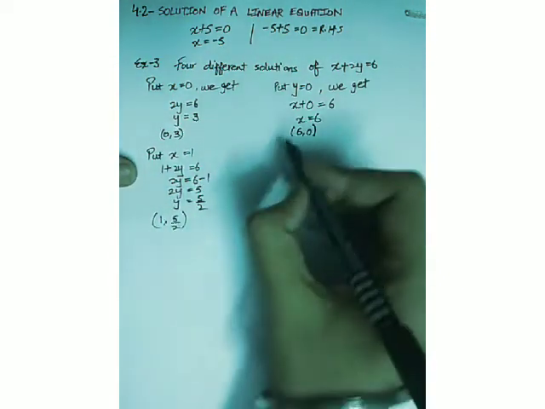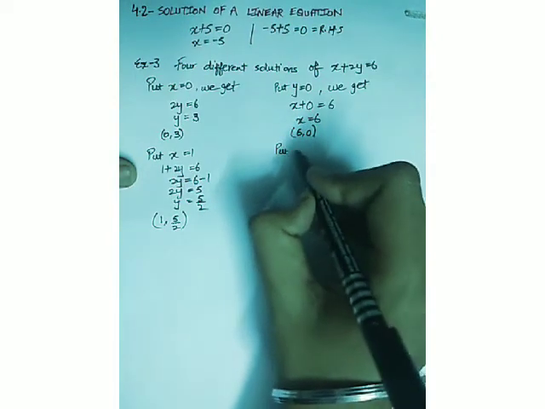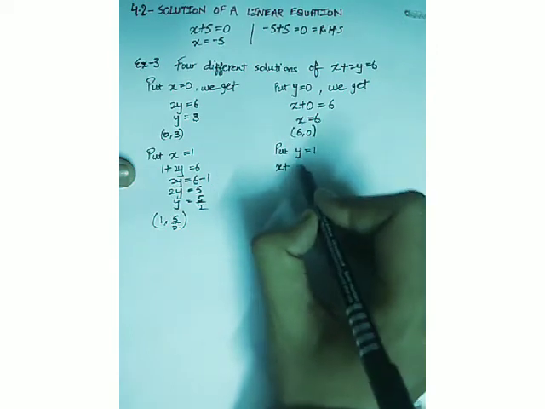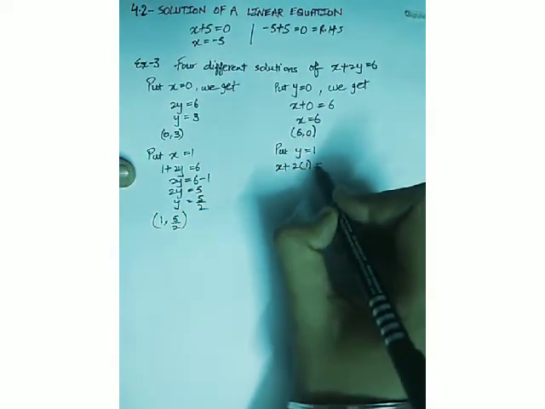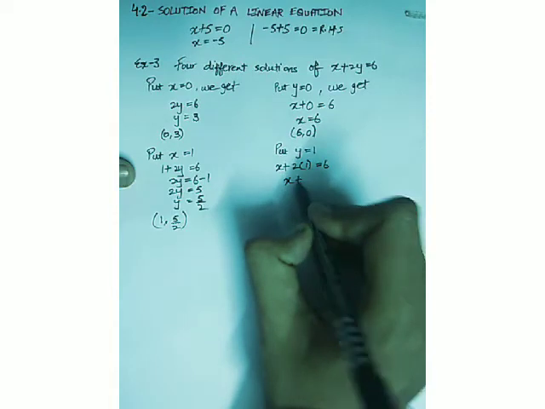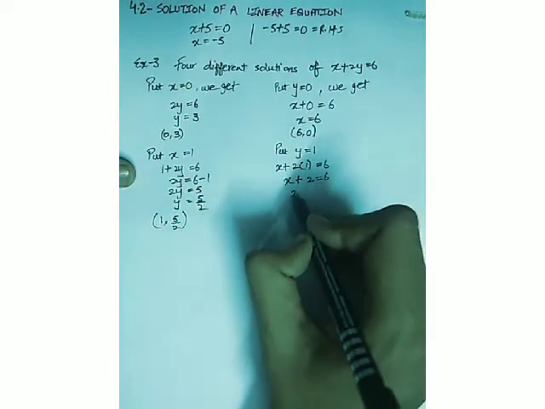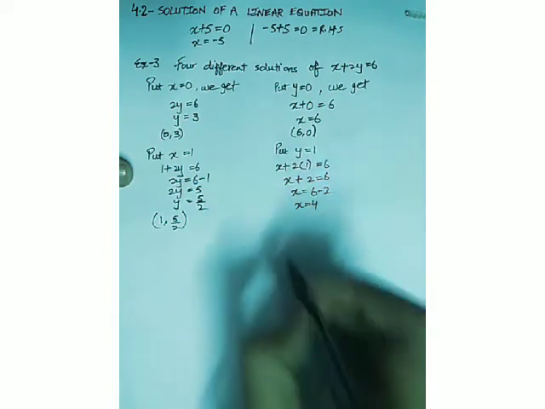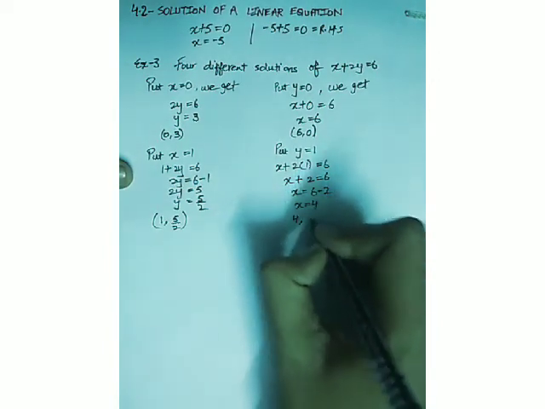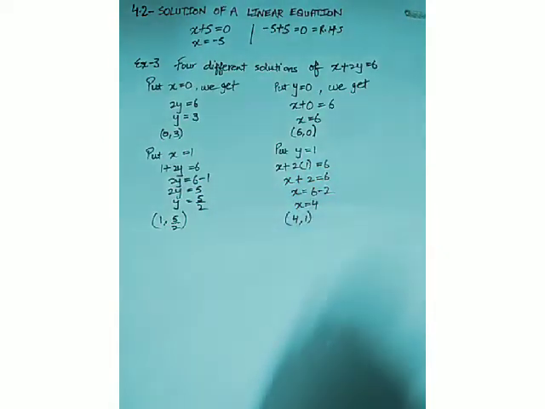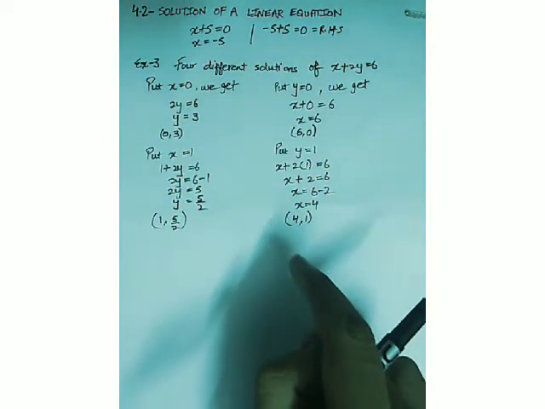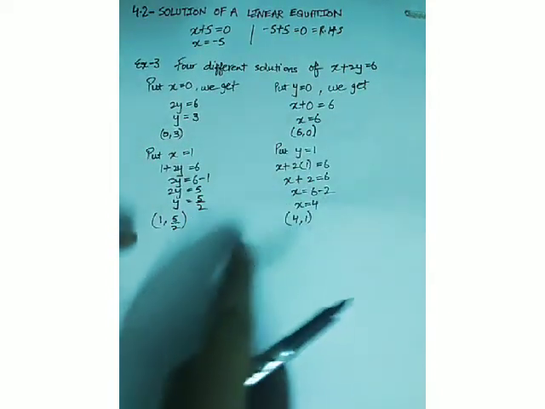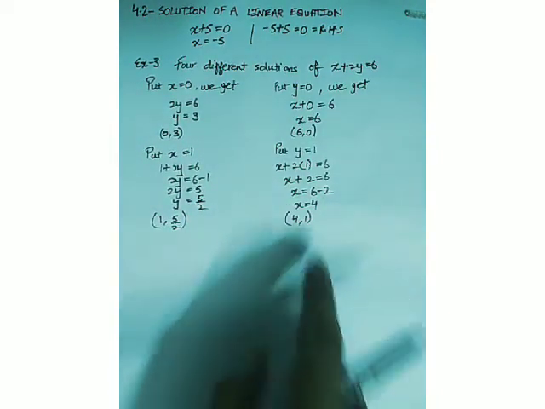So don't worry. Now, as you have put x is equals to 1, put y is equals to 1 as well. You will get x plus 2 multiply 1 is equals to 6. X plus 2 is equals to 6. X is equals to 6 minus 2, and x is equals to 4. Our fourth set of solution is 4, 1. Clear? This is how we have found different solutions, and these are 4 solutions: 0 comma 3, 6 comma 0, 1 comma 5 upon 2, and 4 comma 1.